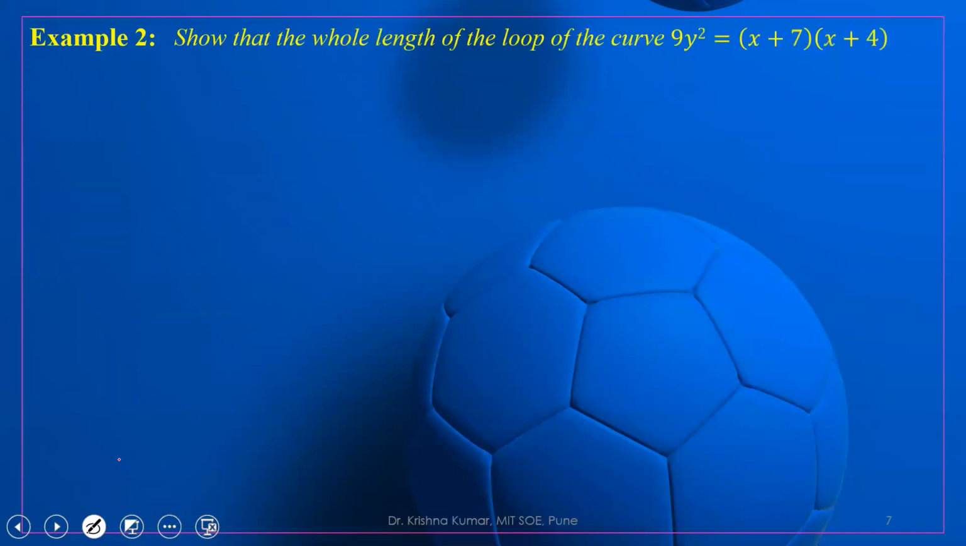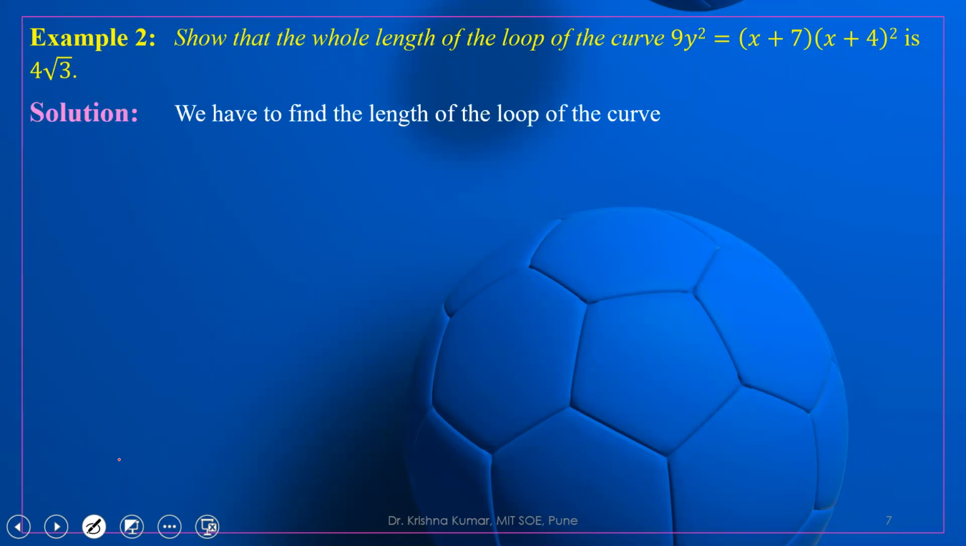Show that the whole length of the loop of the curve 9y square equal to x plus 7 times (x plus 4) whole square is 4 root 3. Okay. So we have to find out the length of the loop of the curve.